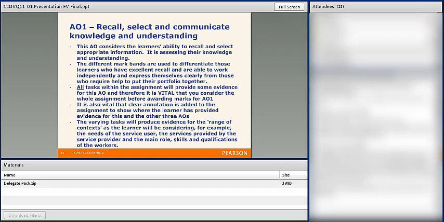So you can see that the range of context is covered by all the tasks, so you don't need to worry anymore about the range of contexts. If they do all the tasks, they will meet the range of contexts.